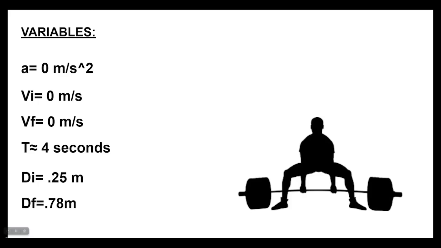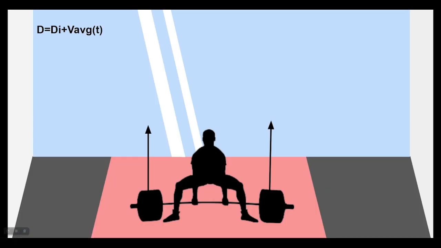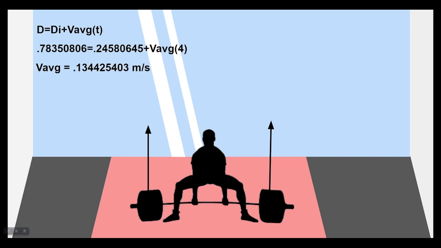Finally, using this information, we can now find the average velocity of the barbell during the upwards motion. Using the equation d equals d naught plus v average times t, we can plug in all of our variables, and it looks like 0.783 etc. equals 0.245 etc. plus v average times 4. This simplifies to v average equals 0.13 meters a second.